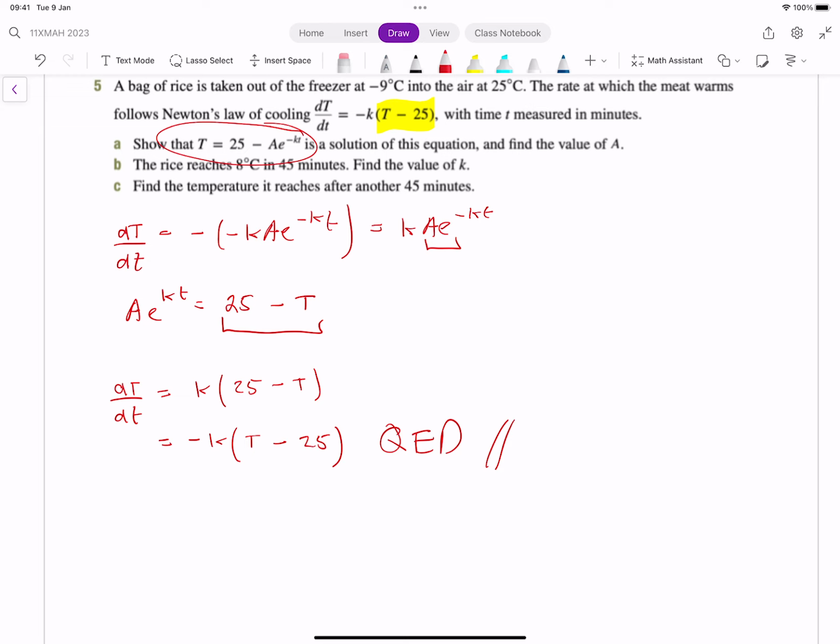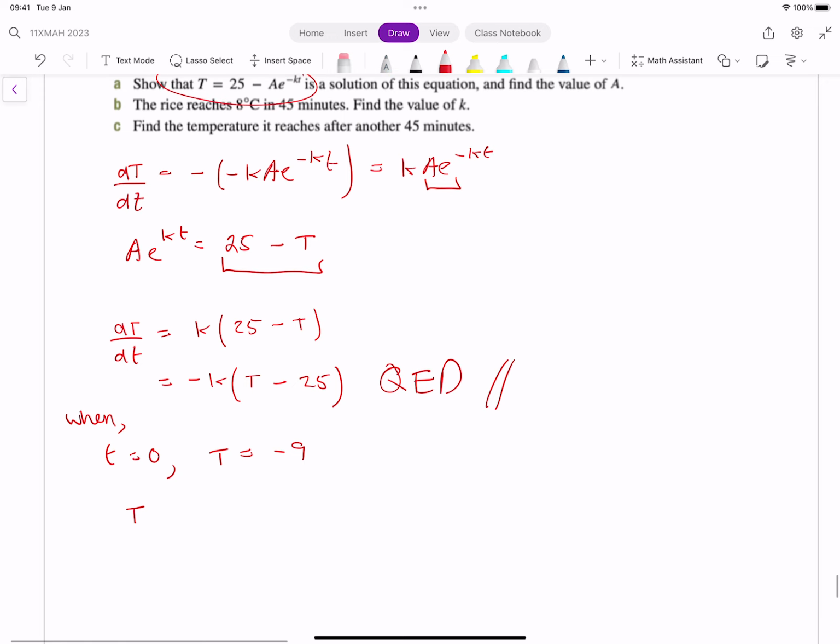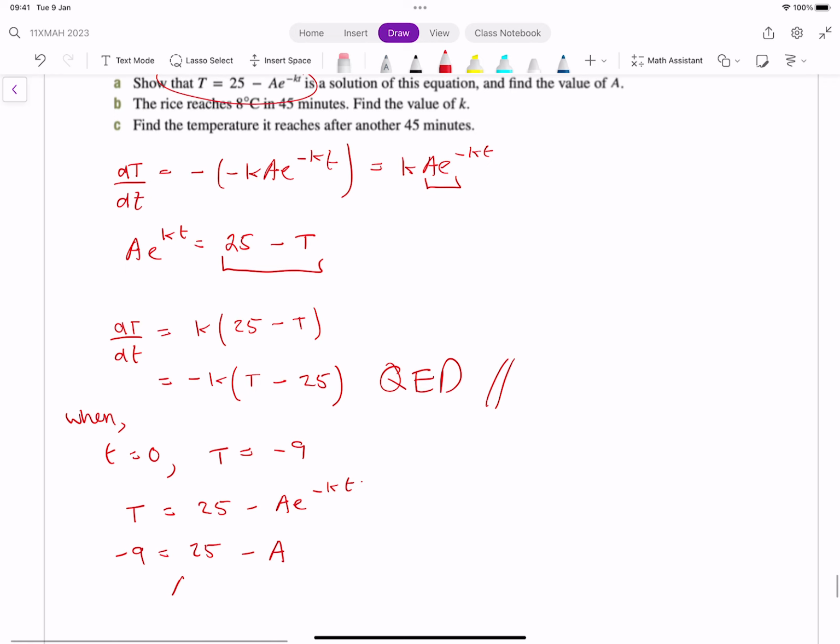So, we've got some initial conditions. We know that it's taken out of a freezer and it's minus 9 degrees, which means when t is 0, the temperature is minus 9. So back into my equation, T is equal to 25 minus Ae to the minus kt. We've got minus 9 equals 25 minus Ae to the 0. If we solve that, we're going to get A is 34. We're done.